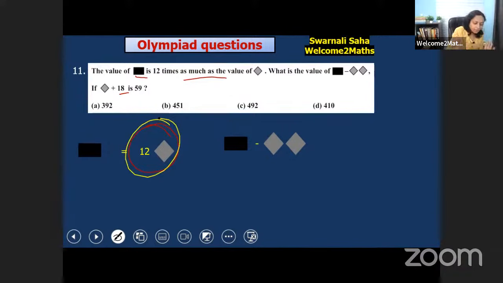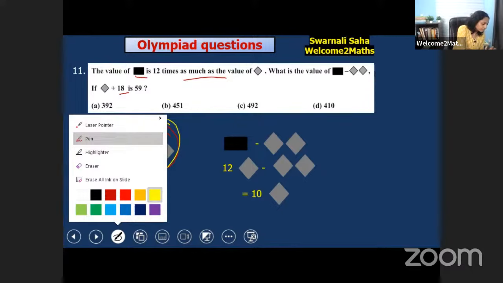So let's put the value here. Instead of rectangle, we can put the value 12 diamond. Okay. So 12 diamond minus 2 diamond. So it's 10 diamond. It's so easy. Got it? It's 10 diamond. Now, what do we have to do? Just the next thing.